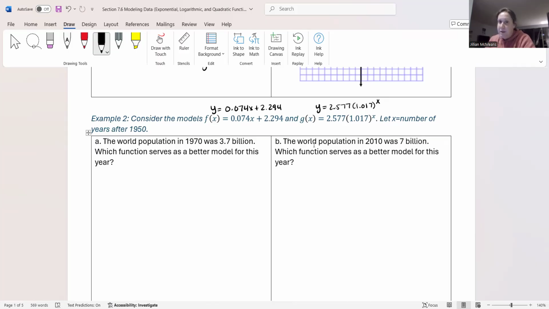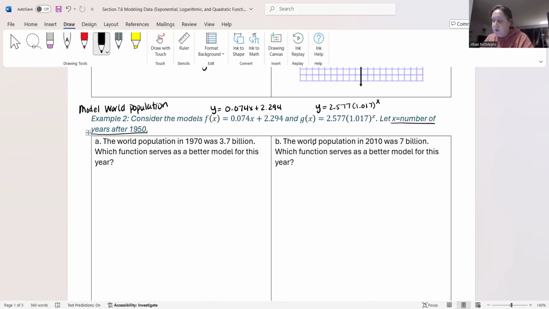And basically what I didn't put very clearly here is these both model the world population, okay? But we are specifically modeling the world population where x is the number of years after 1950. So in 1951, x would be 1. In 1955, x would be 5. In 1960, x would be 10, and so forth. Okay, so we have these two different models that are modeling the same thing, and what we want to know is which model best estimates the world population at a given time.